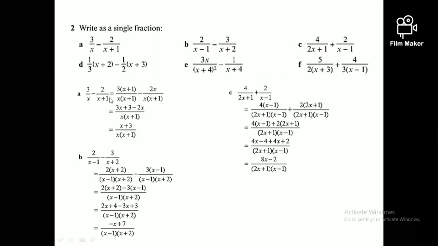Minus, cover this x plus 1 from this denominator. If you cover x plus 1, the remaining is x. Then multiply 2 by x. So, if you simplify, 3 into x is 3x. 3 into 1 is 3. Minus 2 into x is 2x. 3x minus 2x is x, plus 3. So, the final answer is x plus 3 over x times x plus 1, right?